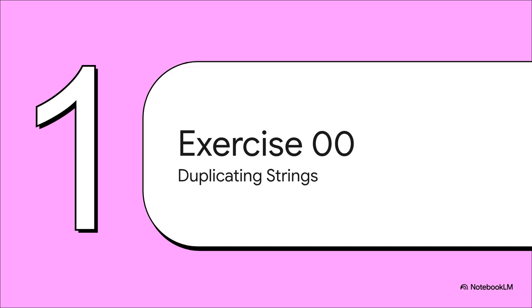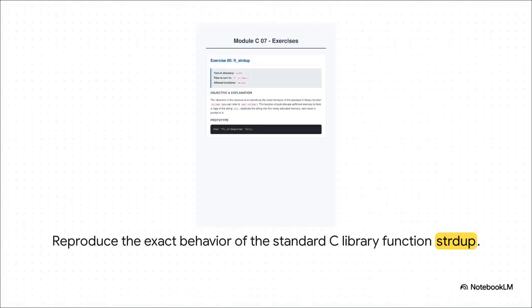All right, kicking things off with exercise 000, duplicating strings with malloc. Think of this one as your fundamental warm-up. Your objective is to reproduce the exact behavior of the standard C library function, strdup. The prototype you'll be building is char pointer ft_strdup taking a char pointer src.